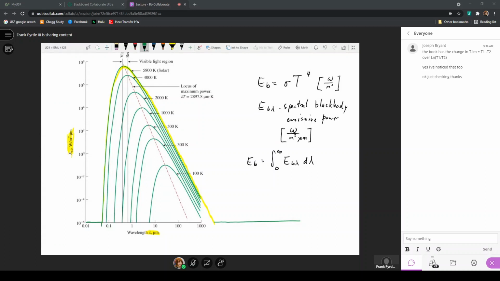Now, because the black body emissive power is to describe all of the energy that is in the thermal radiation range, right? The thermal radiation range is actually only from 0.1 to 100 microns. So here, 0.1, from 0.1 to 100 microns. That is the thermal radiation range.